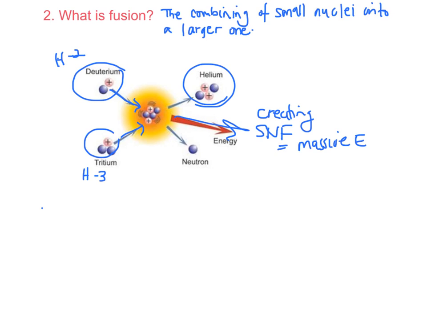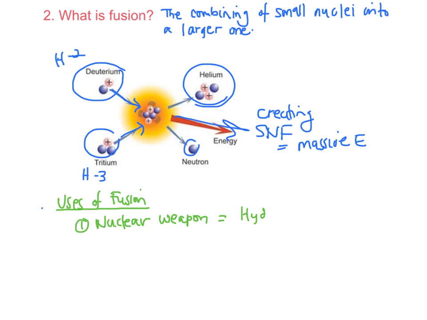And of course, in this particular case, you also get an extra neutron that just kind of shoots out and goes off on its own. So this is fusion. All right, so the uses of fusion. Well, the only use that we have for fusion, which we have been able to achieve here on Earth, is for a nuclear bomb. In fact, the name of the weapon that can be made is called a hydrogen bomb.